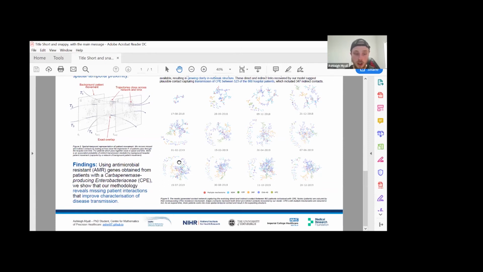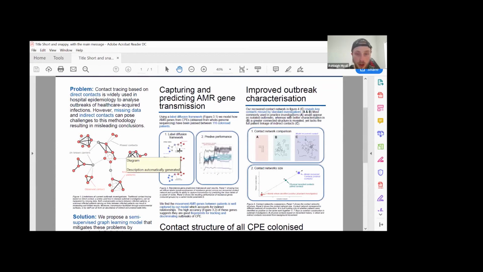So with our methodology, we were able to capture and predict the AMR gene presence amongst patients. With a label diffusion framework, we're predicting a patient's CPE genes using their close contacts. Given these different resistance genes are the fingerprints of outbreaks, we expect a high prediction accuracy when the distribution of resistance genes aligns with our model's contact network.